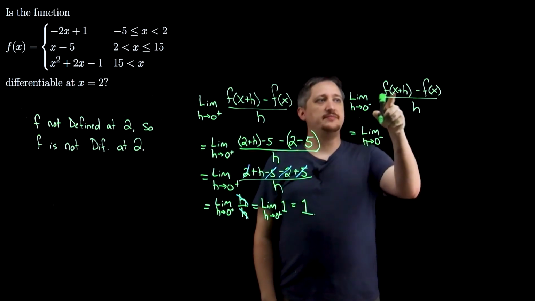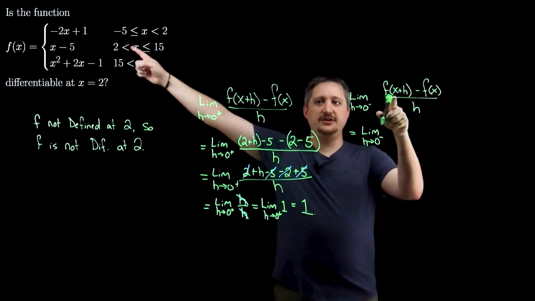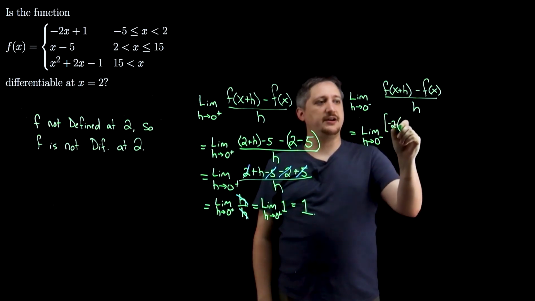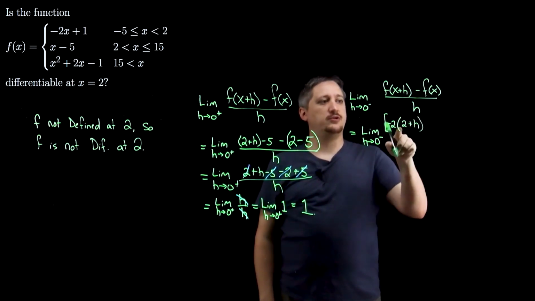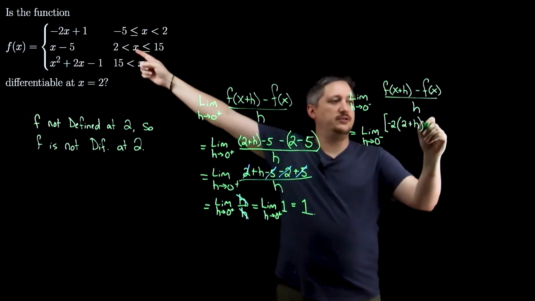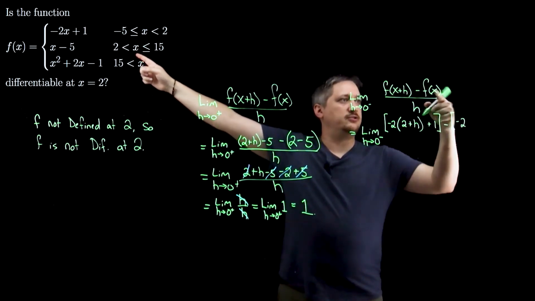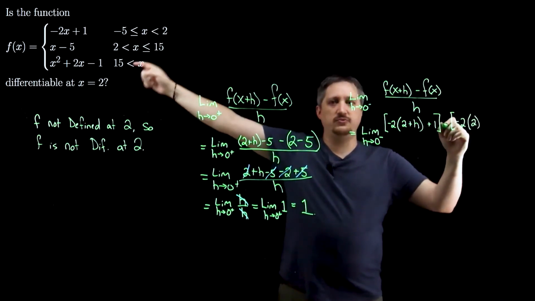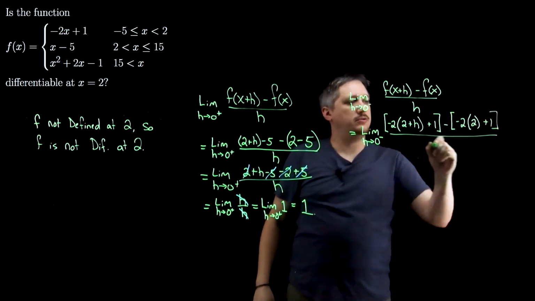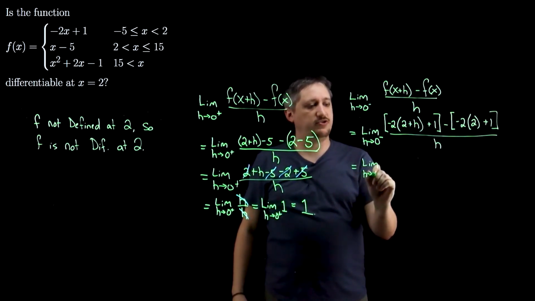So h going to 0 from the left, so now I'm going to plug in 2 for x, and it's going into that negative 2x plus 1. So my first one then is negative 2 times 2 plus h, where the 2 is getting substituted for the x, h stays the h, and I'm looking at that negative 2x plus 1, so I have plus 1, minus negative 2, and now it's just x, which is the value of 2, because that's what I'm looking at, plus 1, all over h, which is the limit as h goes to 0 from the left.